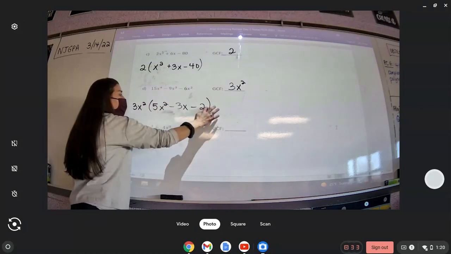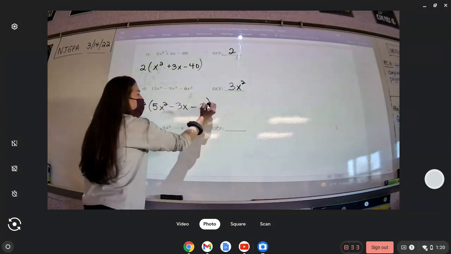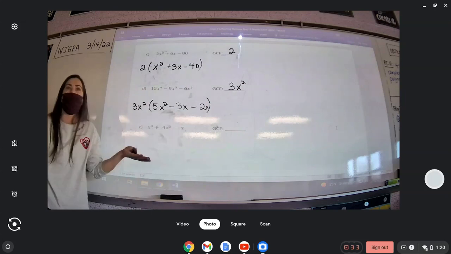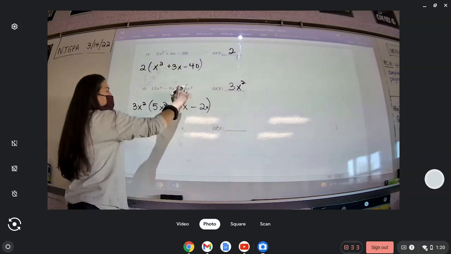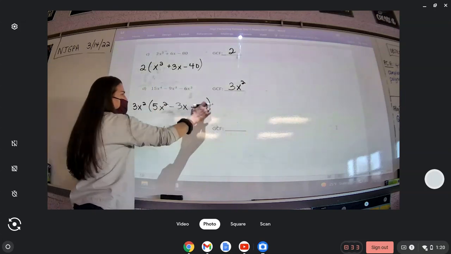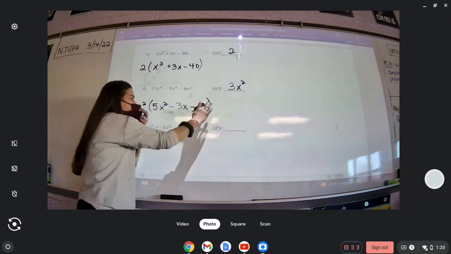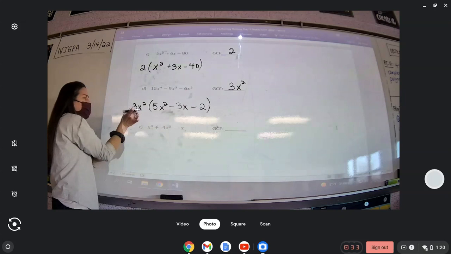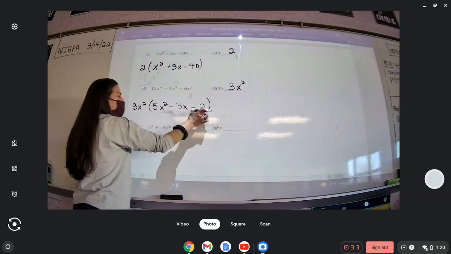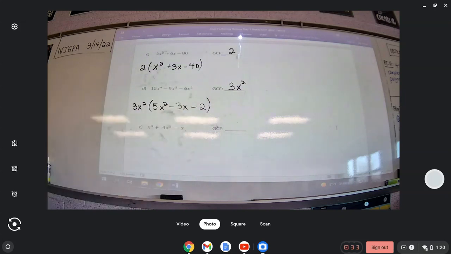If you tried to put an x here, because students always want to say, oh, there's got to be at least an x left, right? 3 times -2 is -6. X squared times an x will get you back to an x to the what? A 3rd. That's why he can't be there. You only need a -2 for this times this to get you back to -6x squared.